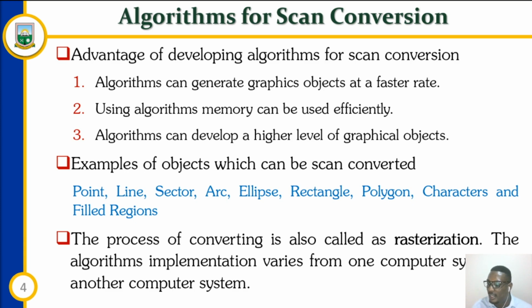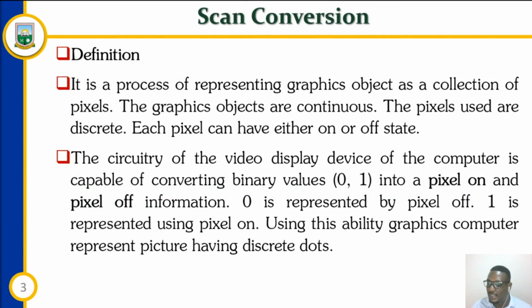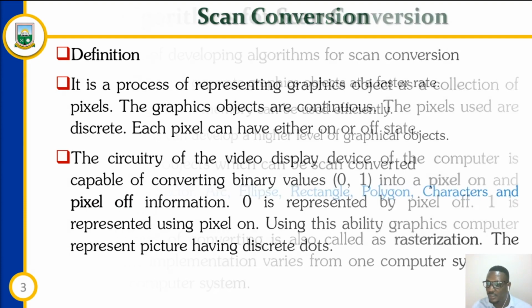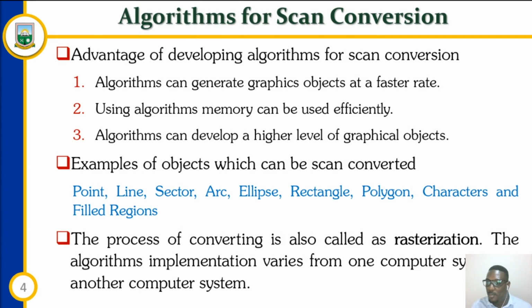Now, there are examples of objects that can be scan converted. An example can be a point, line, sector, arc, polygons, rectangle, and the special characters that we have. You should bear in mind that the definition of scan conversion, as we said, is the process of representing continuous graphic objects as a collection of discrete pixels. So you have a continuous graphic object being brought in the form of discrete pixels.